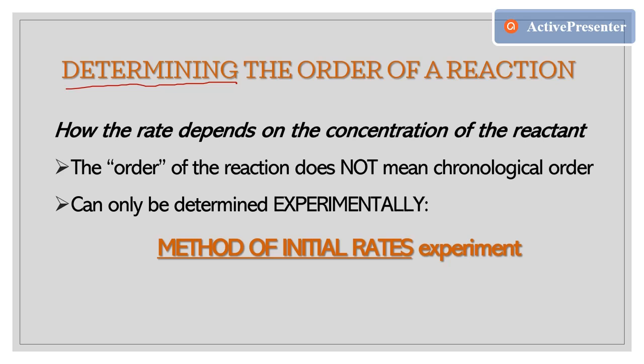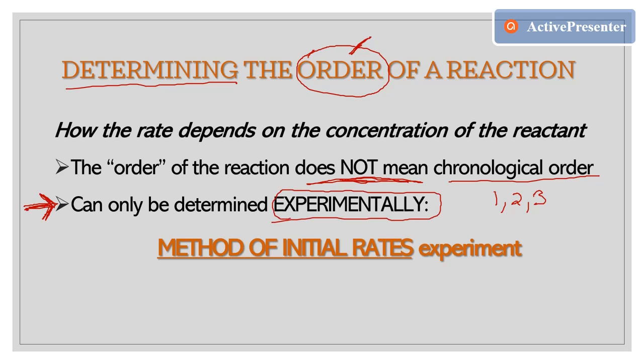Now, how do we determine the order of a reaction? And remember, this order does not mean chronological order. I think I say it right here. Does not mean chronological order, like 1, 2, or 3. The order is just numerically labeling different ways the rate is affected by the concentration of the reactant. Now, this can only be determined experimentally. You have to do these experiments and see how the numbers play out.